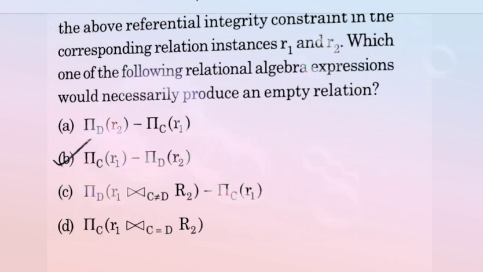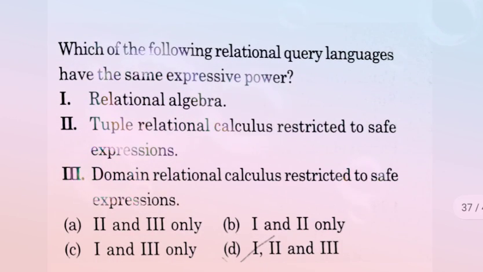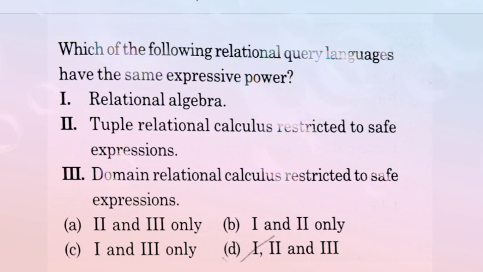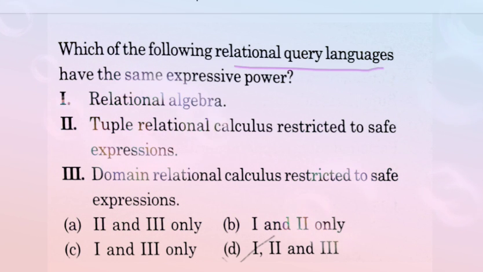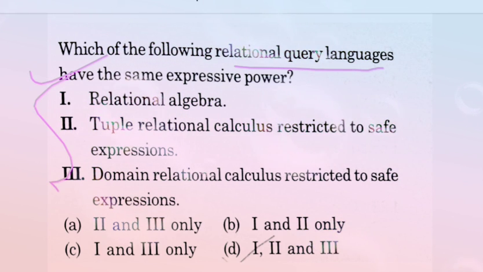Now come to the next question. Which of the following are relational query languages? Three statements are given. First is relational algebra, second is tuple relational calculus restricted to safe expressions, and third is domain relational calculus restricted to safe expressions. The correct answer is option C. Why? Because these relational query languages have the same expressive power. So all three are correct, and option D is the correct answer.